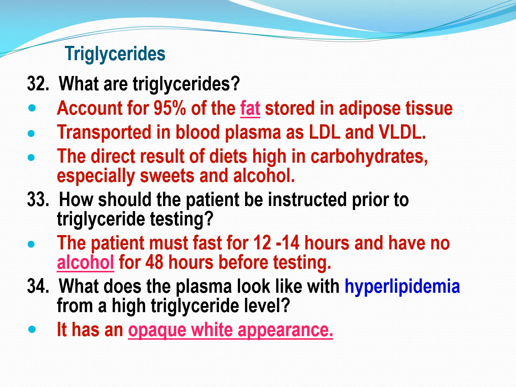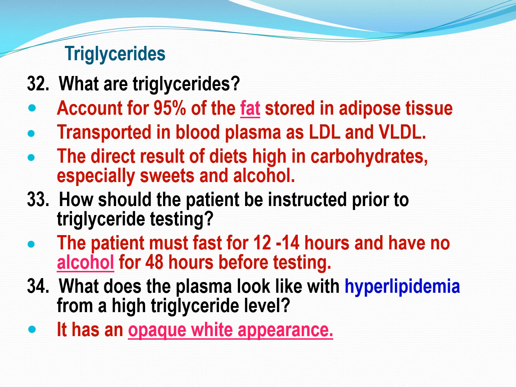That's because people who eat a lot of sweets like cakes and pies and ice cream and drink a lot of beer or alcohol, okay, these are unhealthy carbohydrates, and they tend to accumulate in the adipose tissue around your waist. So how should the patient be instructed prior to triglyceride testing? Because you are the one that may be instructing this patient on what they need to do before they come back into the physician's office to have their triglycerides tested.